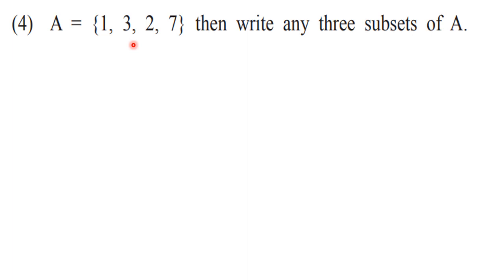So 2 raised to 4 is 16. 2 into 2 into 2 into 2. 4 times we have to multiply. So 2 raised to 4 is 16. So for this given set, we can write down 16 subsets.